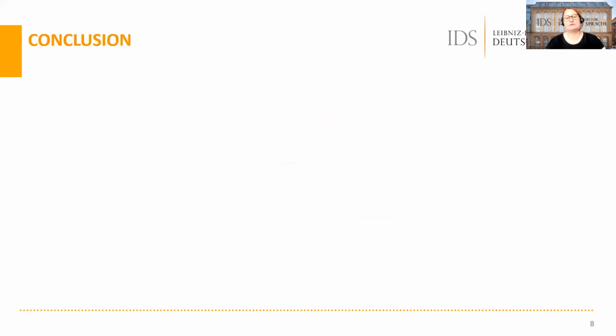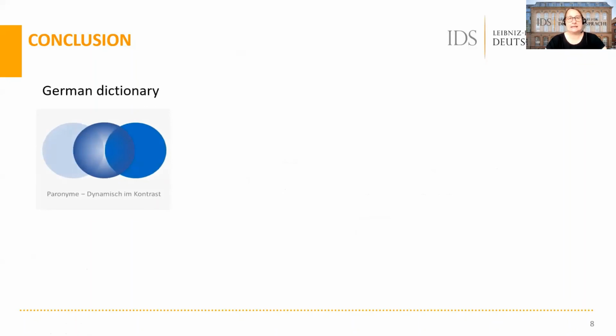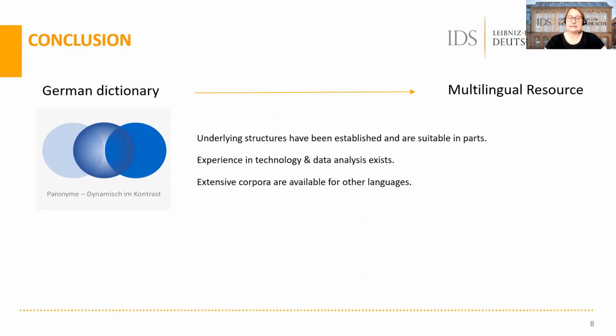With my presentation, I wanted to reflect on possibilities. My talk is a genuine plea for tools which extend across languages and which extend across existing resources. The design thinking approach that had been used for the German dictionary offers the potential as a platform. It does not have to remain limited to a single language. And I emphasize that the types of extension considered here are relatively easy to implement. Why is that? Well, underlying structures have been established and they are suitable in parts. We have a lot of experience in the technology and the data analysis, and extensive corpora are available for numerous other European languages. So what I outlined here is a vision of a digital network, but it is eminently realizable. And such a network would be of inestimable value.